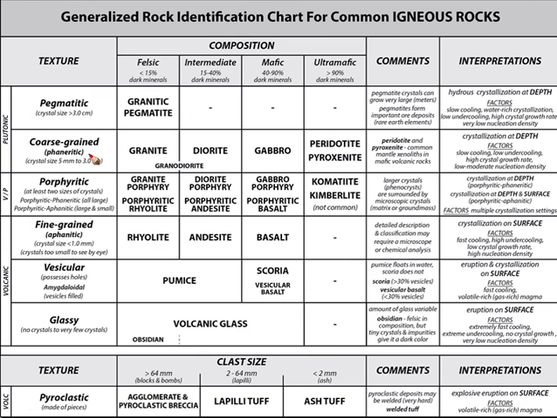So let's say you have a phaneritic intermediate rock. You're going to go down to phaneritic, go over to intermediate. The rock is called diorite, and that's how you use this chart.